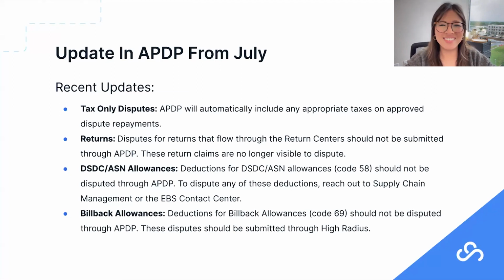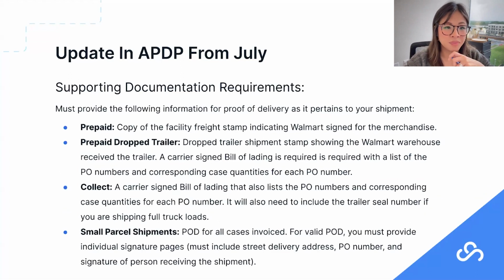As you can imagine, and I'm sure you guys know, there are a million billion emails that you need to keep track of, and announcements in Retail Link and all of that good stuff, and they get buried. We try to do our best to call these out for you. So a couple of recent updates around tax-only disputes, returns, DSDC and ASN allowances, and bill back allowances. Again, I won't read this for the sake of time, but you will get this deck afterwards so you guys can take a look at it. And of course, if you have any questions, feel free to reach out to Allie and myself, and we'll be happy to point you in the right direction.